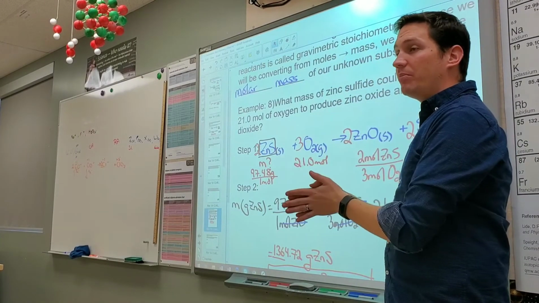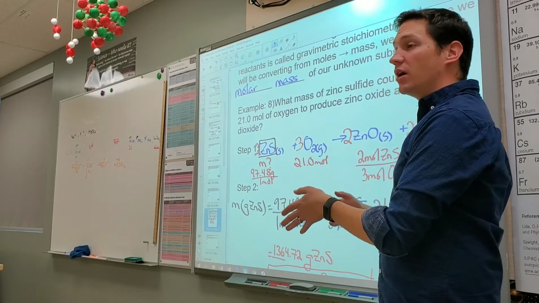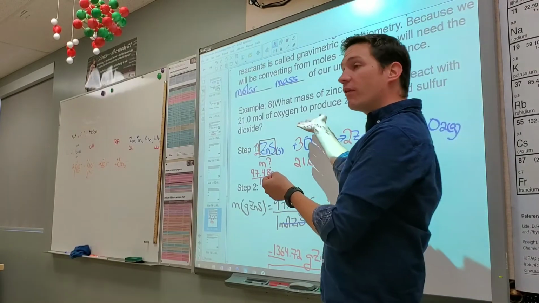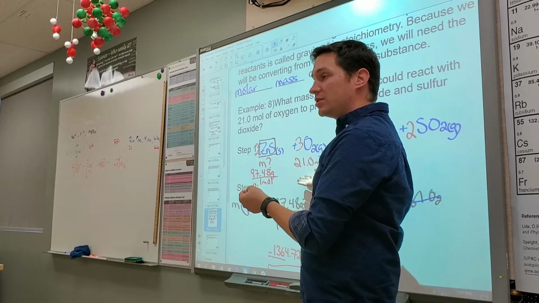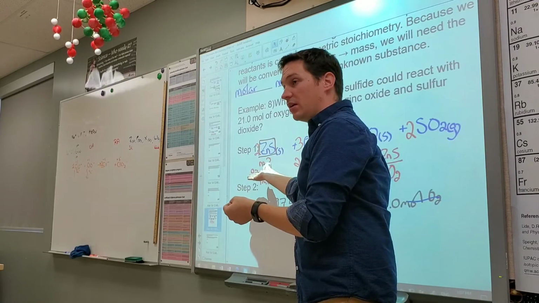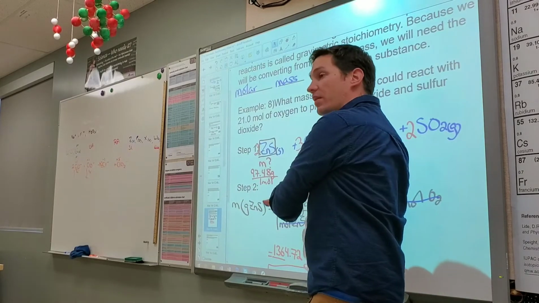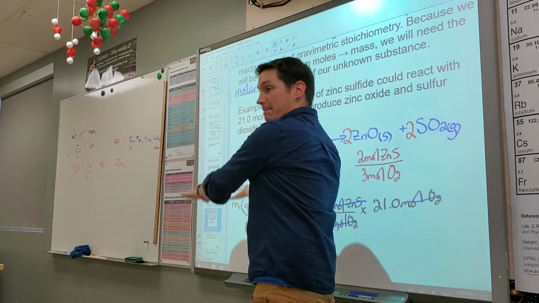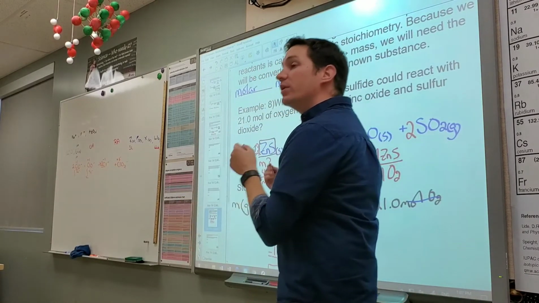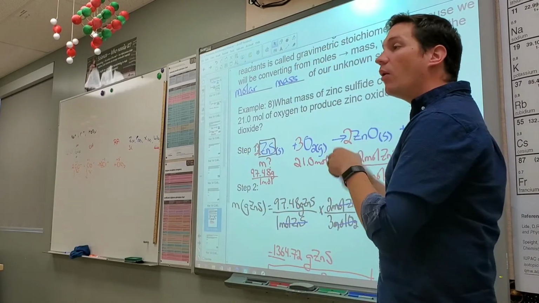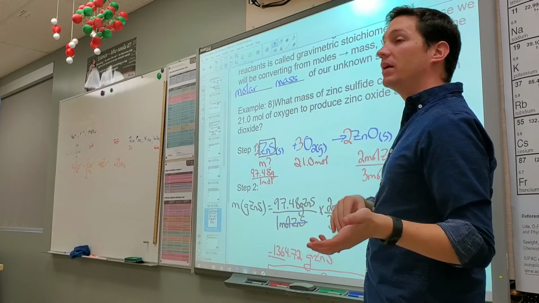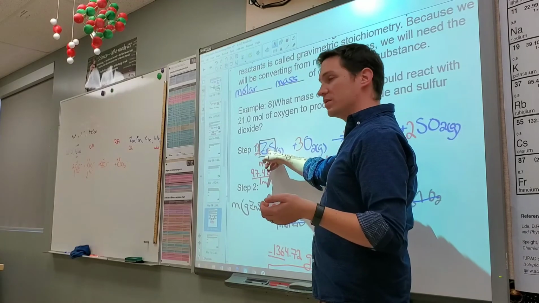Can the molar ratio allow us to go straight from moles of one thing to grams of another thing? No. The molar ratio allows us to convert from moles of one thing to moles of another thing. So in stoichiometry, you always need to convert to moles.